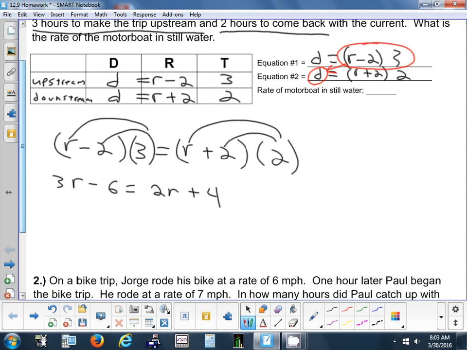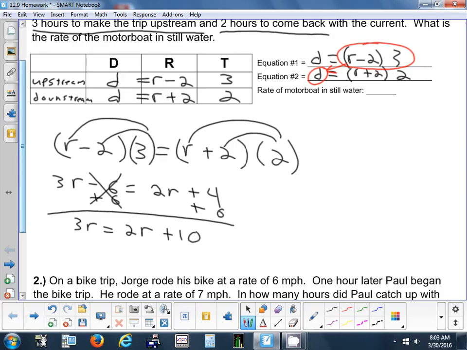Okay, next thing I would do is add 6 on both sides. That's going to get rid of the negative 6. And I get 3r equals 2r. What's 4 plus 6? 10?